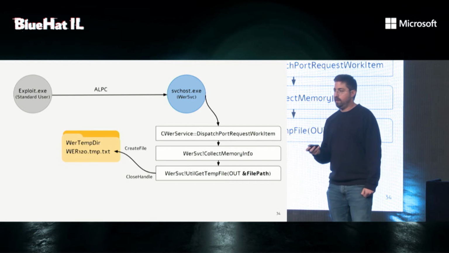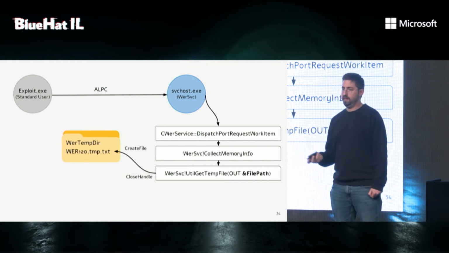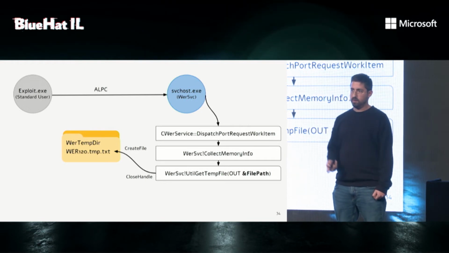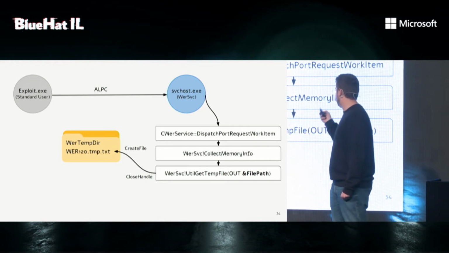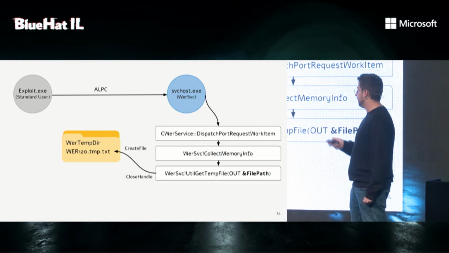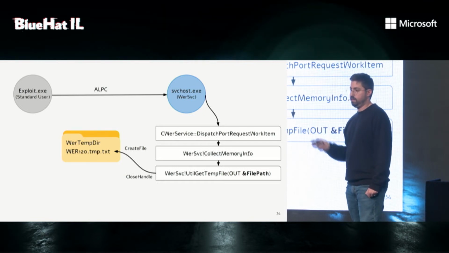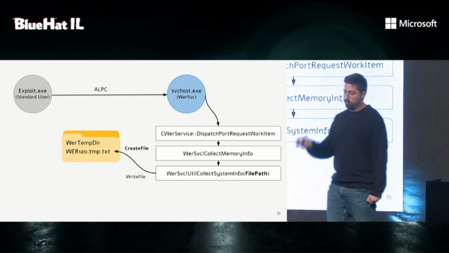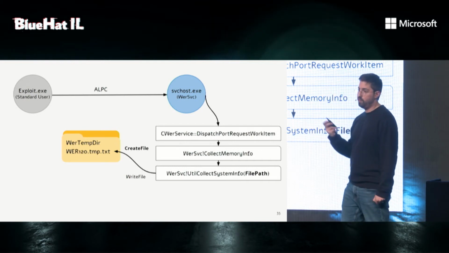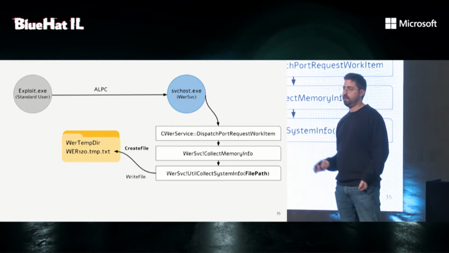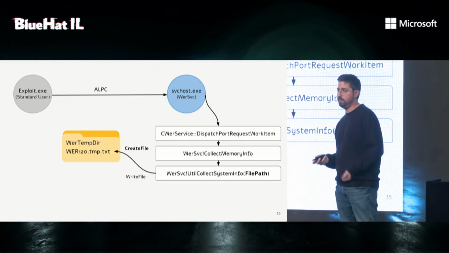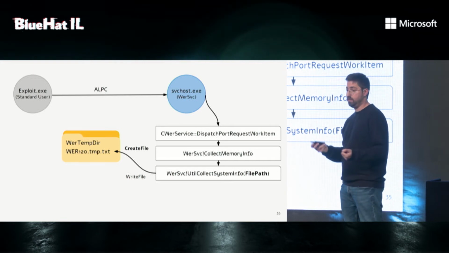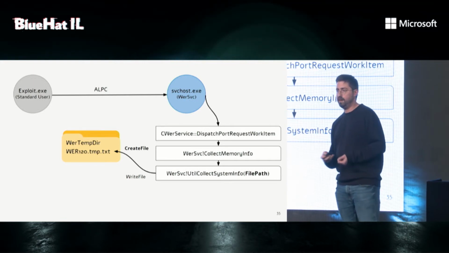Anyway, let's take a further look at what CollectMemoryInfo does. It will first create a temporary file with a random name. It uses GetTempFileName to produce it under the WER Temp directory using the Util GetTempFile API. And it will just create the file, close it, and return its path. Then it will call the Util CollectSystemInfo function that will reopen that file for writing, collect the data regarding the running processes, and write it back onto the file.